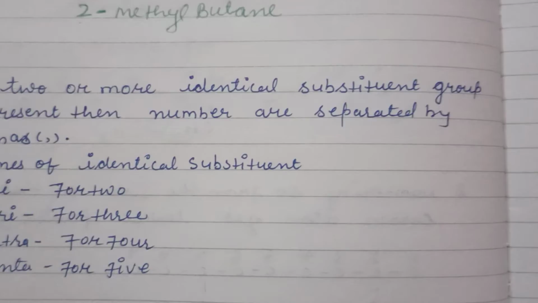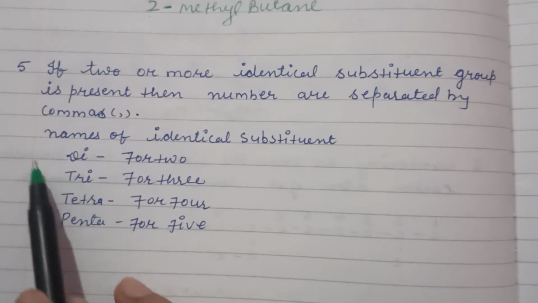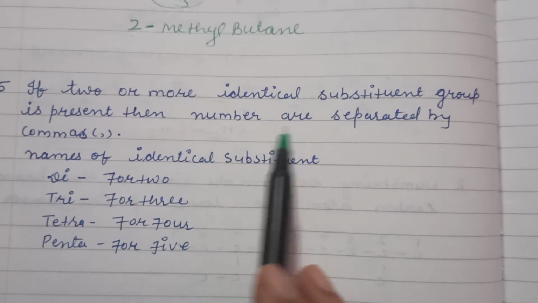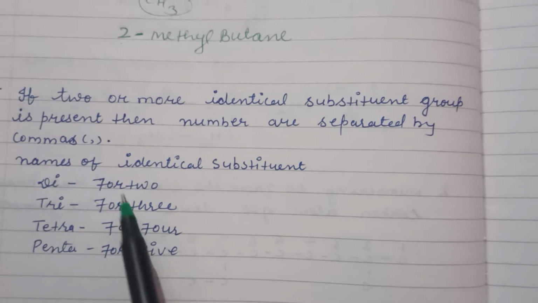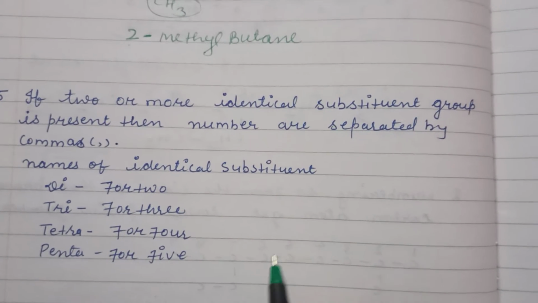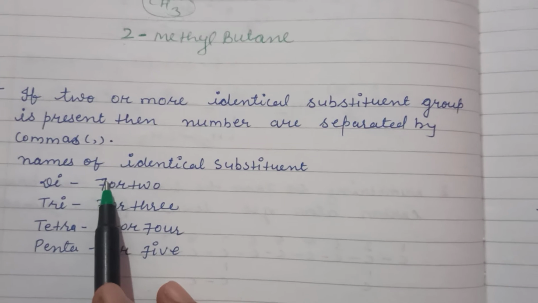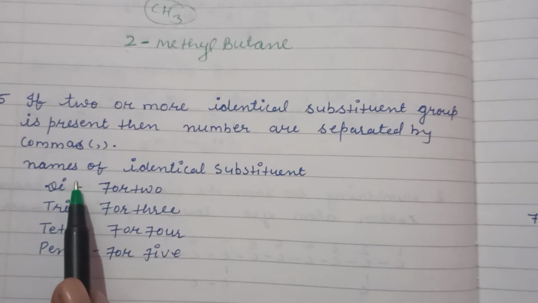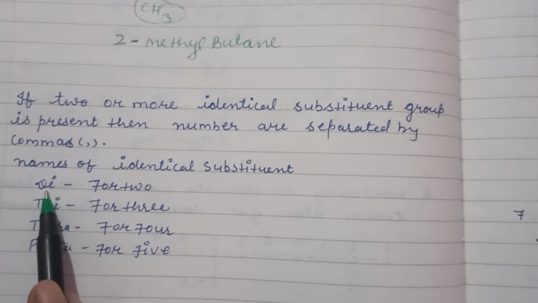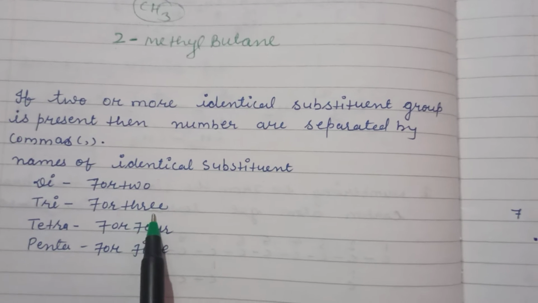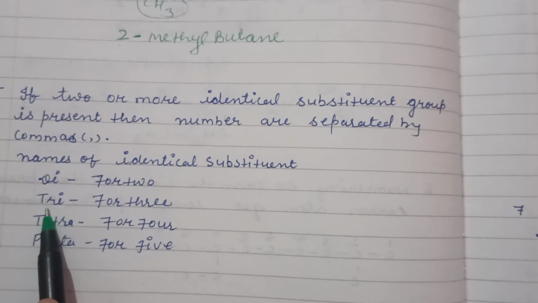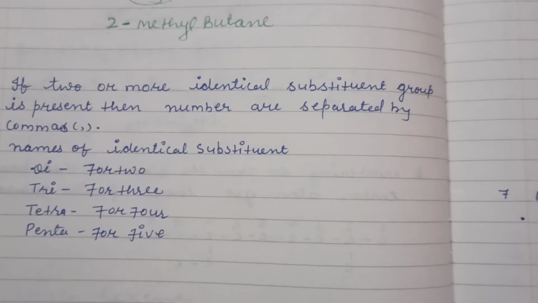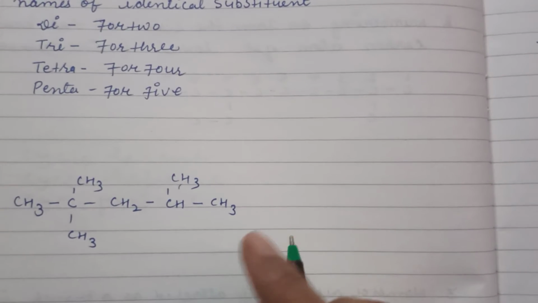Next rule is, if 2 or more identical substituent groups are present, then numbers are separated by commas. If identical groups, meaning same groups, are present, then numbers will be separated by commas. Names for identical substituent: if 2 identical groups are present, then you will write di. If 3 identical groups present, then you will write tri. If 4 present, then you will write tetra. If 5 present, then you will write penta.